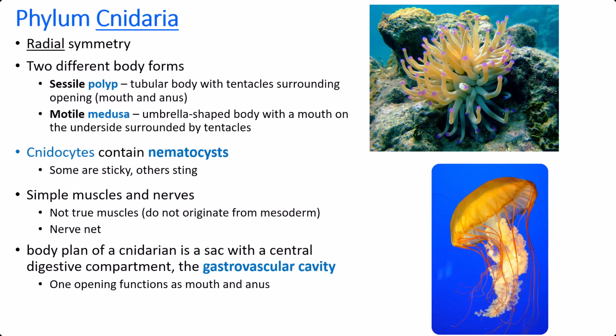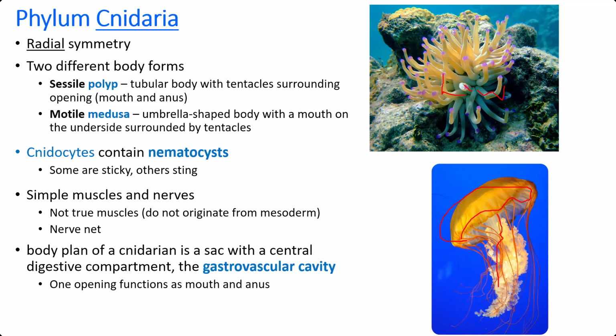Our next phylum is the cnidarians. Cnidarians have radial symmetry, and they have two different body forms. They can have this sessile, or attached to the substrate, form here, which is called the polyp, or they can have this motile, meaning it can move on its own, form, which is the medusa form. They have stinging cells called cnidocytes that contain nematocysts. Some of them are more sticky than stinging.